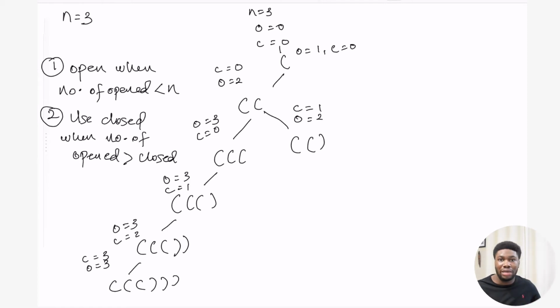At this point in time, we can also do two things. We can either choose to open or we can choose to close. Well, the question we should ask ourselves is, can we close? From our rules, we can only close when the number of opened is greater than the number of closed. Well, the number of open in this case is 2 and the number of closed is 1. So we can choose to close as well.